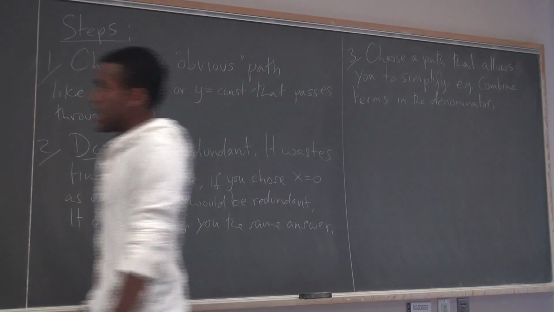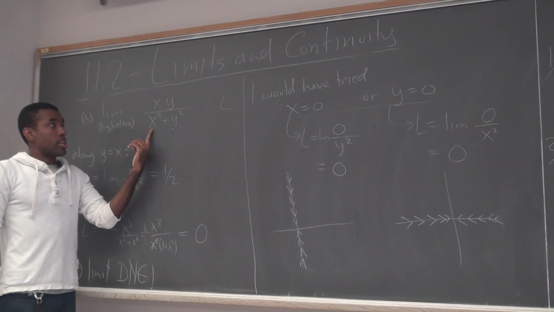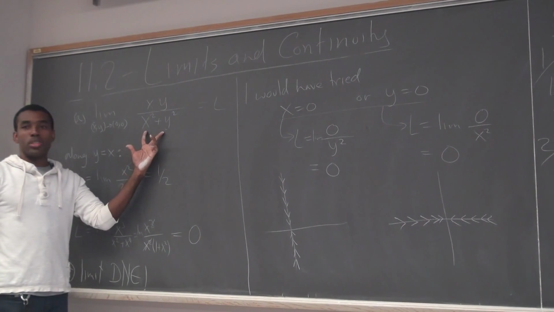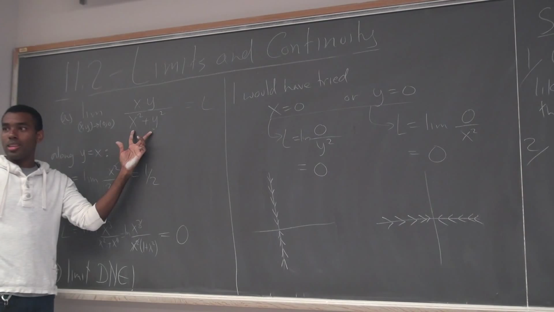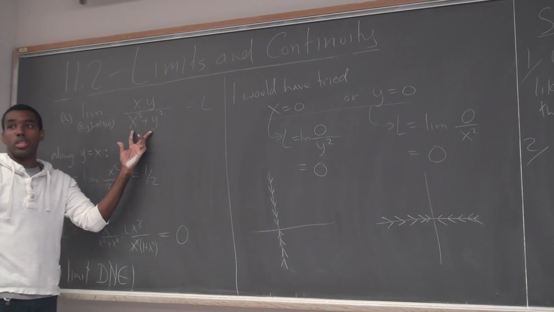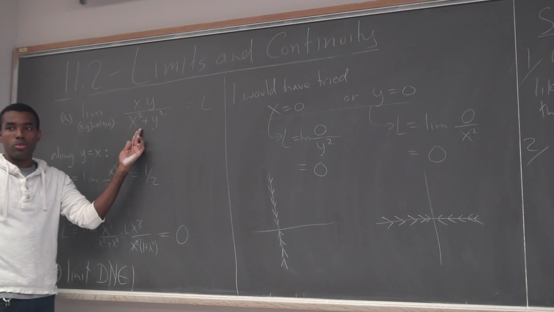So if we go back here, you'd realize that in the denominator, I have x squared plus y squared. The denominator is actually the part that makes this thing complicated, right? Because if I plug in both zeros here, that messes up. So the denominator I don't really like. I'd like to choose a path that allows me to combine these two, right?